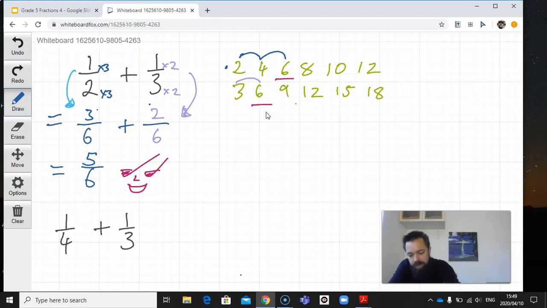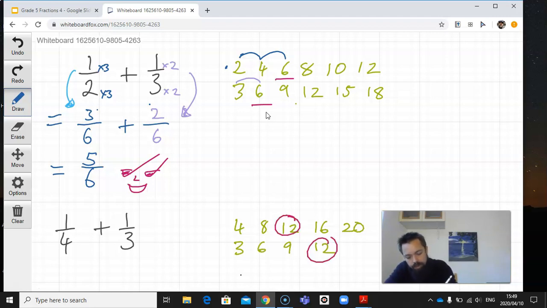What would I do in order to make these the same? I need to find something that 4 and 3 can both go into. If you can't think of it off the top of your head, jot down your times tables. 4, 8, 12, 16, 20, 3, 6. Well, I can stop. I see I've got one that's in both. I need to make these both over 12. What do I times the 4 by to get to 12? 1, 2, 3 times 3.